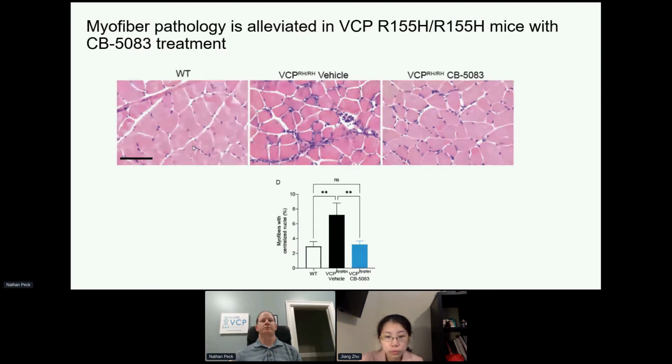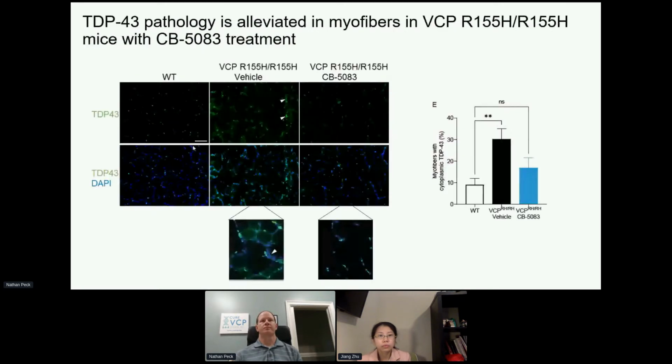And these phenomena are largely alleviated with CB treatment. Even though we still observe heterogeneous size of the myofibers, centralized nuclei, for example, are reduced, suggesting that muscle architecture somehow is alleviated in our animal model with CB treatment. Next. And then we looked at TDP43 pathology using immunohistochemistry analysis.